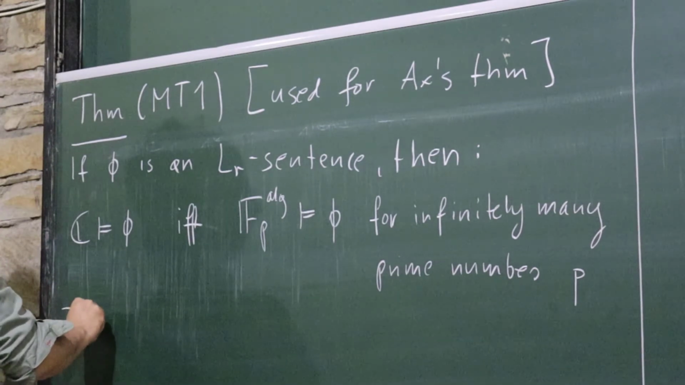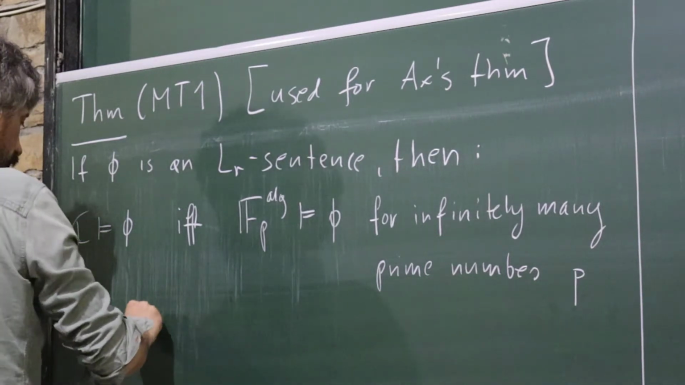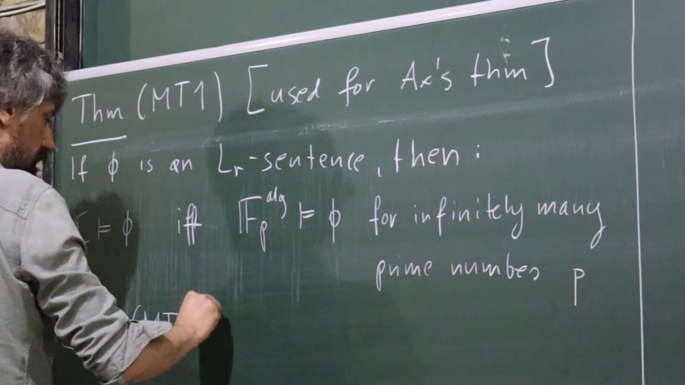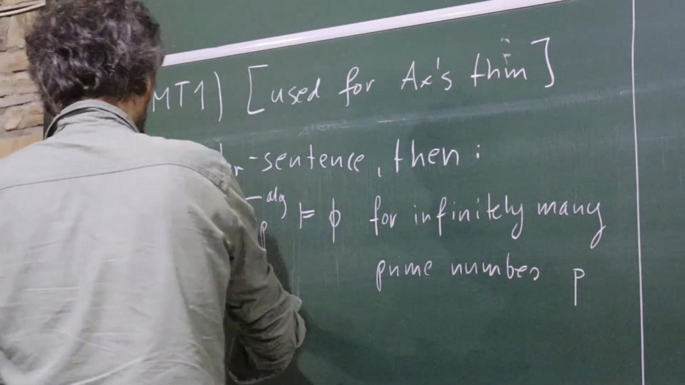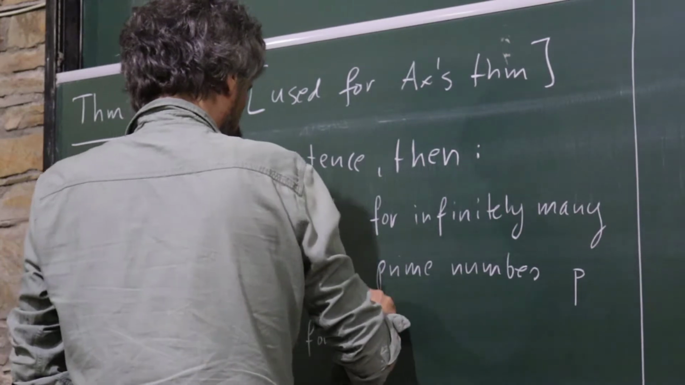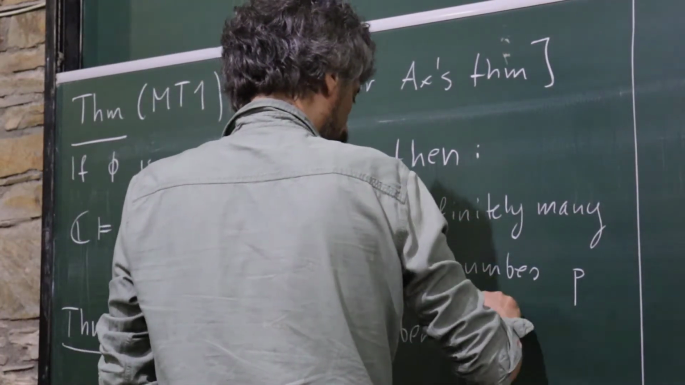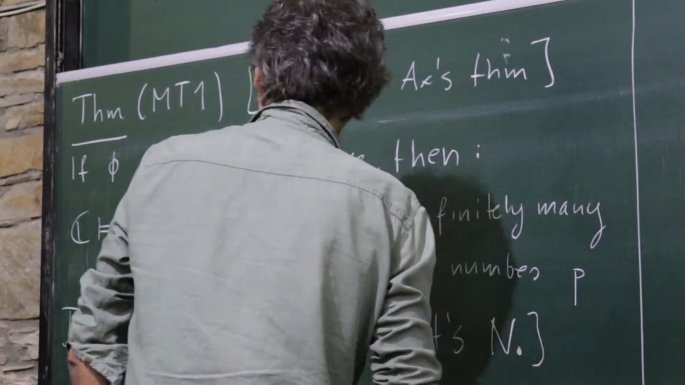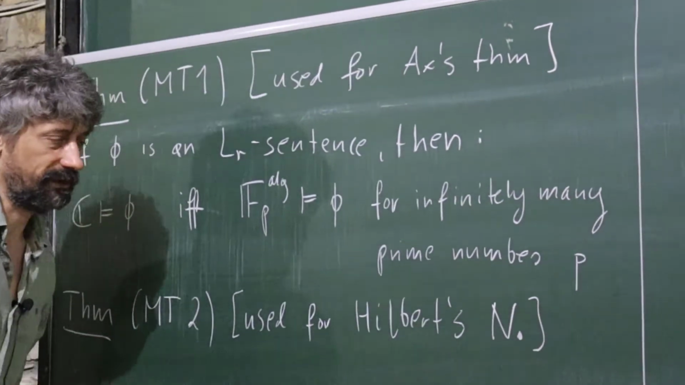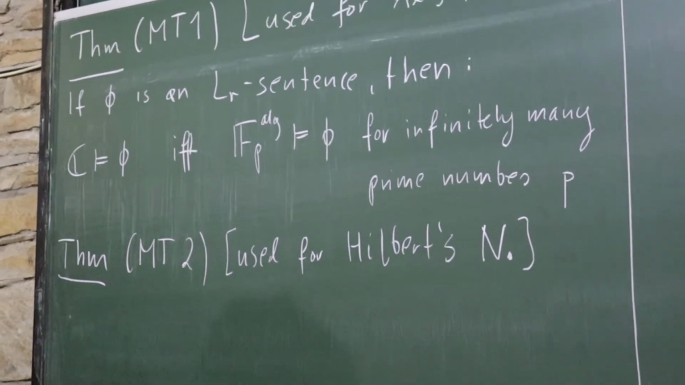And the second, which I very quickly showed last time, but I will repeat today, was used for the Hilbert Nullstellensatz. It was saying that any extension of algebraically closed fields is elementary.